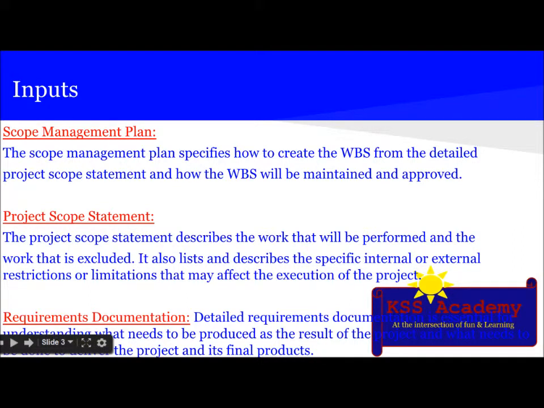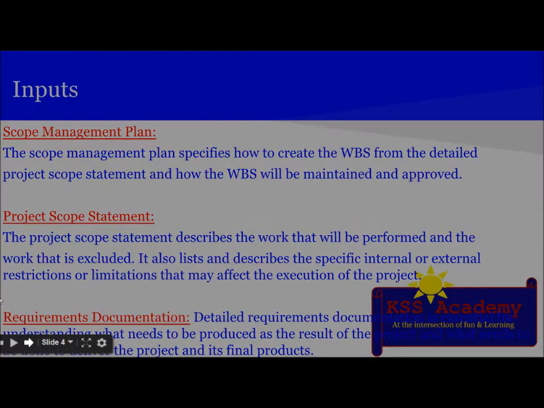project. The requirement documentation, the detailed requirement documentation, is essential for understanding what needs to be produced as the result of the project and what needs to be done to deliver the project and its final product.